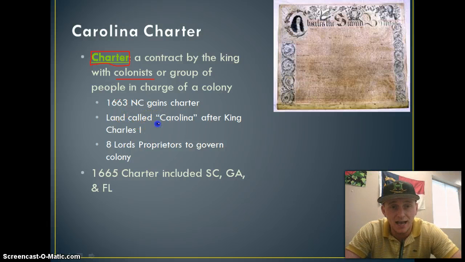The king's going to get to name the land. He's going to call it Carolina. So Carolina's name, for y'all that don't know, is named after King Charles I. Make sure you know that.